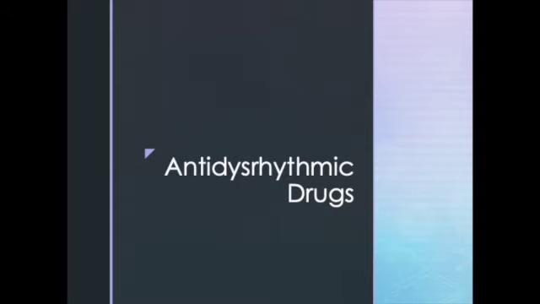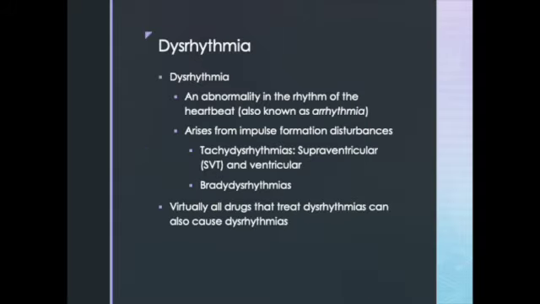Now we're going to talk about antidysrhythmic drugs. First, understanding what dysrhythmia is. It's an abnormality in the rhythm of the heartbeat, and in its mildest forms, you're only going to see a modest effect on cardiac output. But when you have severe dysrhythmias, you can disable the heart from actually pumping enough blood or pumping any blood at all. Because of dysrhythmia's ability to compromise your cardiac function, it's associated with a high degree of morbidity and mortality.